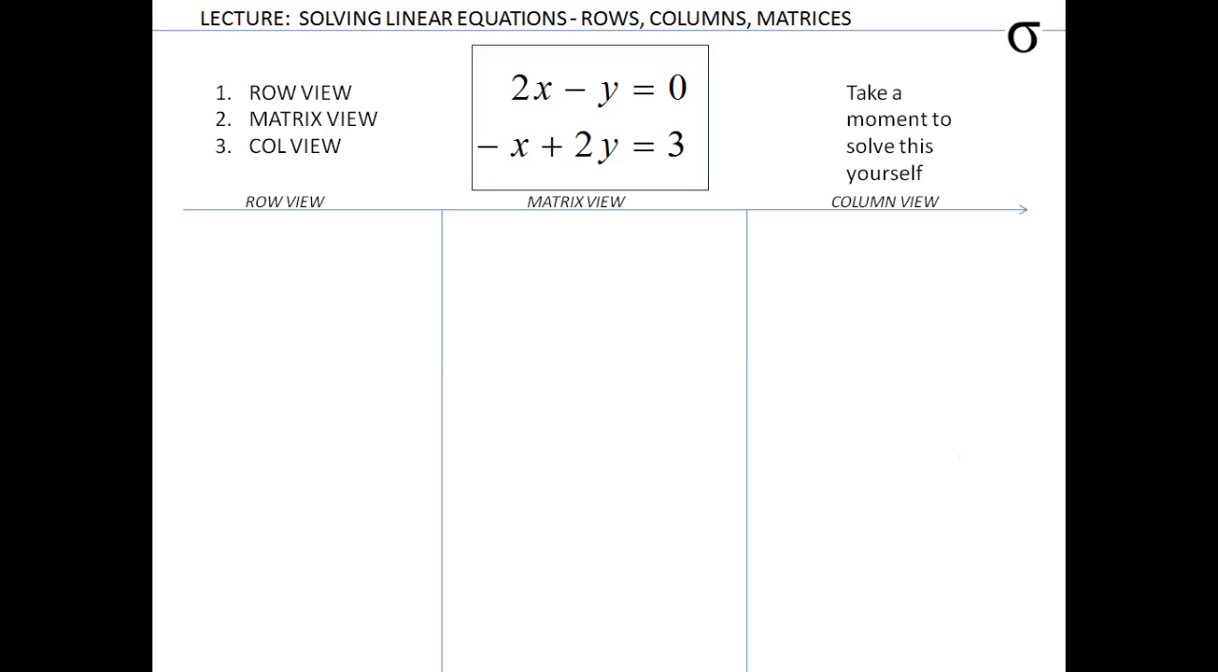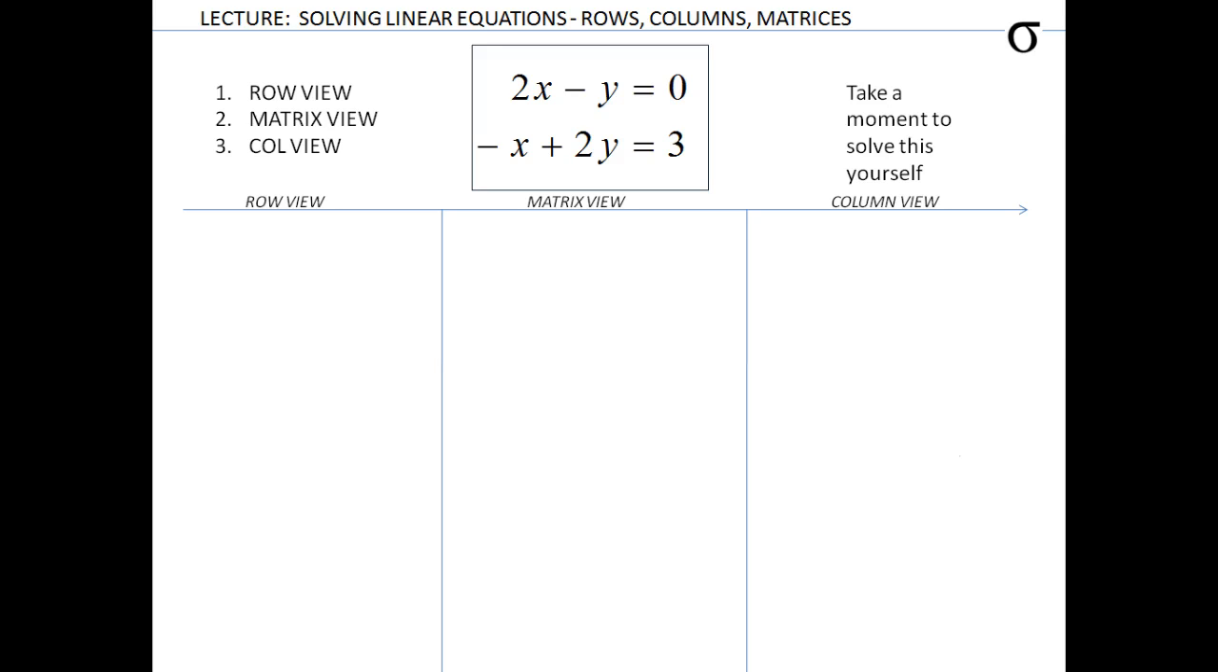So there are three ways in which this can be solved. The first is a row view, which is the most common way of solving a system of linear equations. The second is a matrix view, which is what all modern computing systems use to solve linear equations. And note that this method is most valuable when the number of equations and the number of variables goes up.